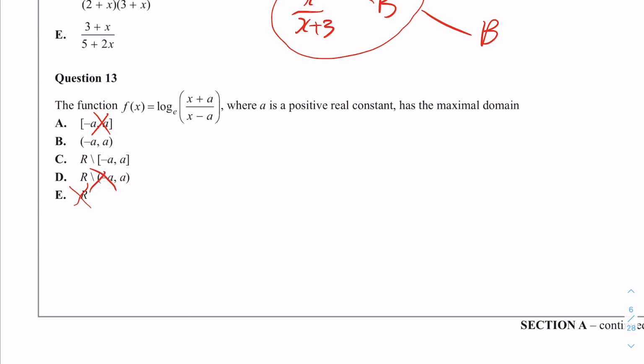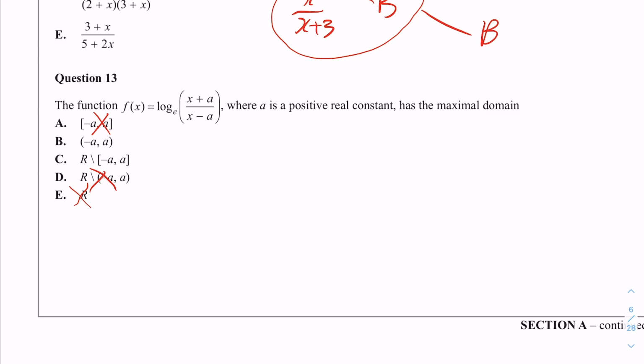Now, a is positive. So let's just sub in 0. And if we sub in 0, we want the inside to be greater than 0, because log base e of anything needs to be greater than 0.